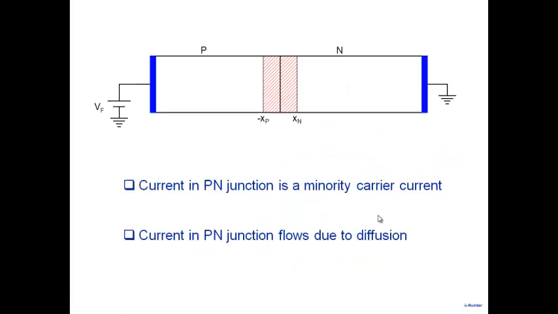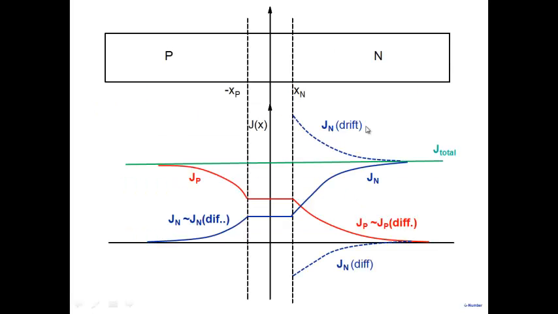So my first one was: current in a PN junction is a minority carrier current. Okay, so let's take this region right here at this edge of this depletion region. Is the current at this edge minority carrier current? Current at this edge here, what is it made of? JN and JP. Is it a minority carrier current? You can see here JP and JN are comparable. It's not a minority carrier current.